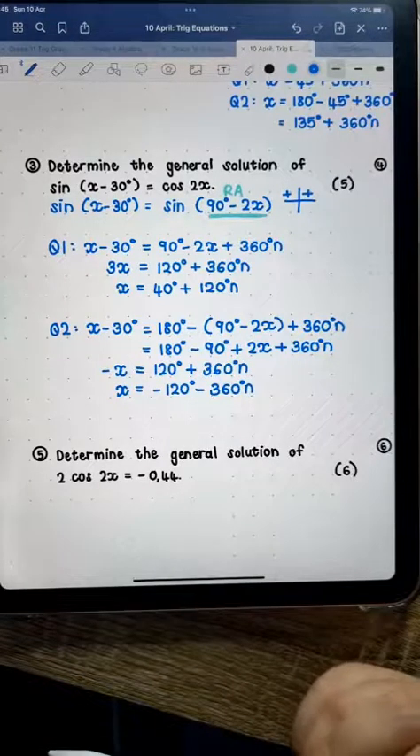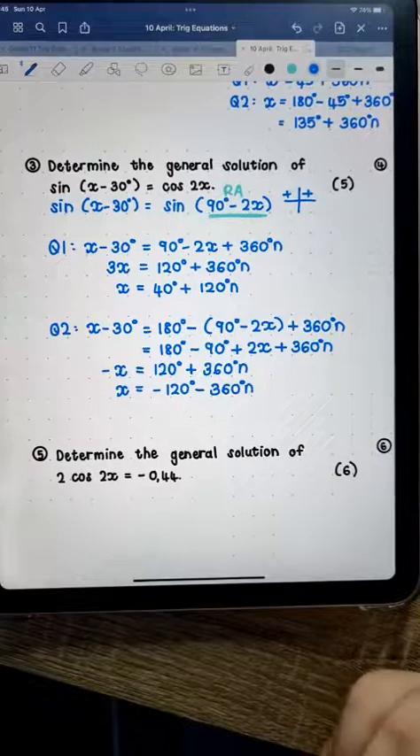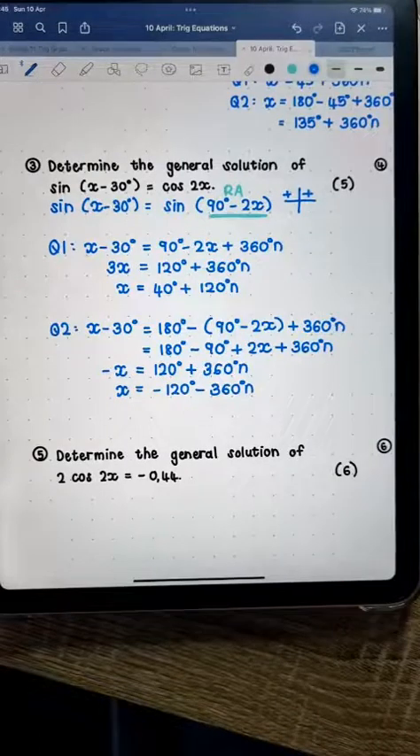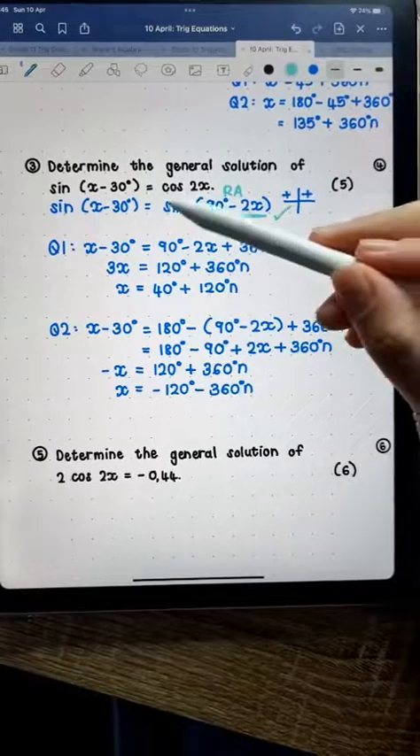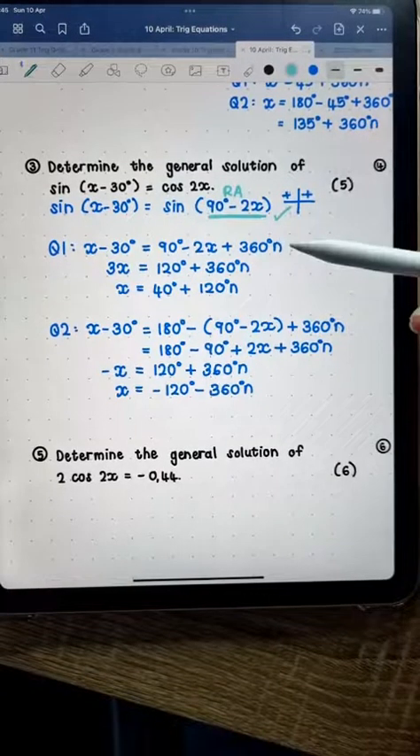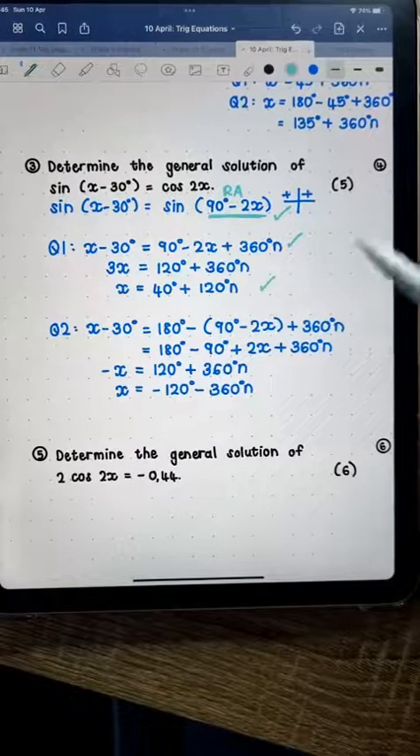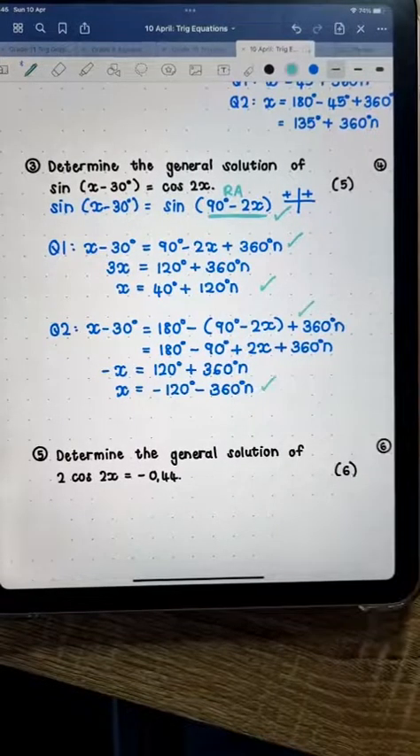Okay, that is the whole question on that one. This was a 5-mark question. I'm assuming that they would have given 1 mark for changing cos 2x to sine 90 minus, 1 mark for that, 1 mark for simplifying, 1 mark for that, and 1 mark for simplifying.